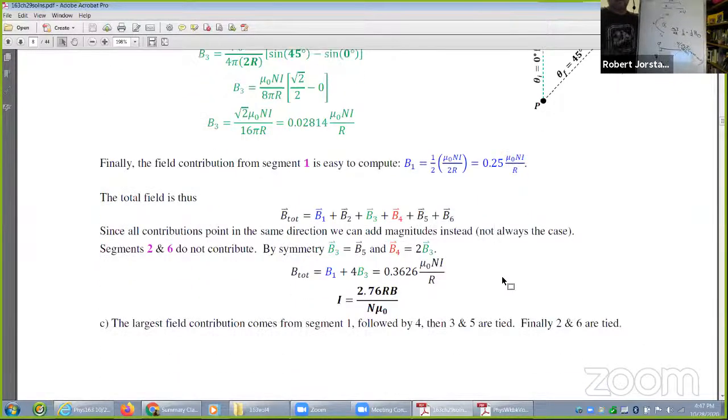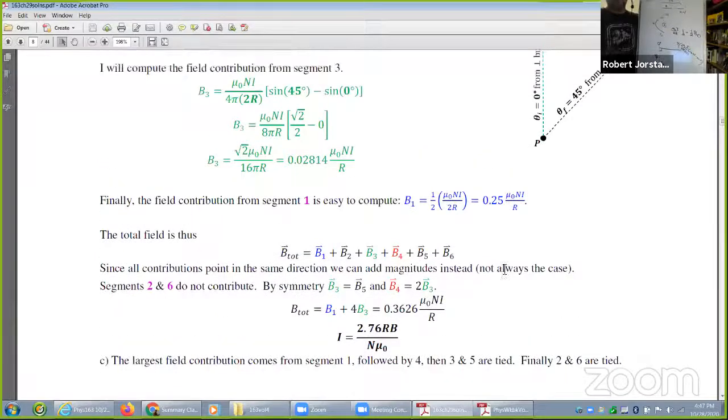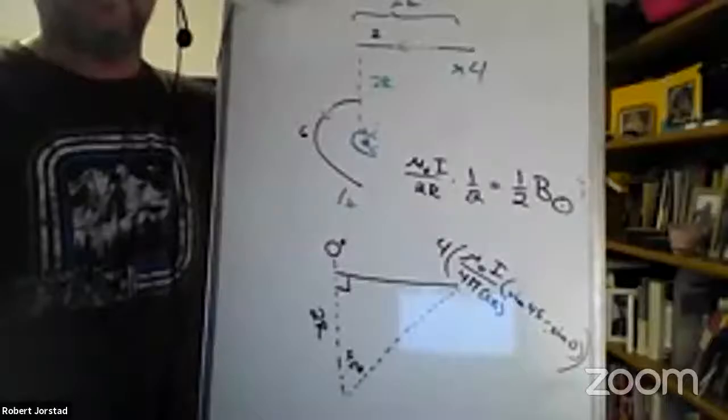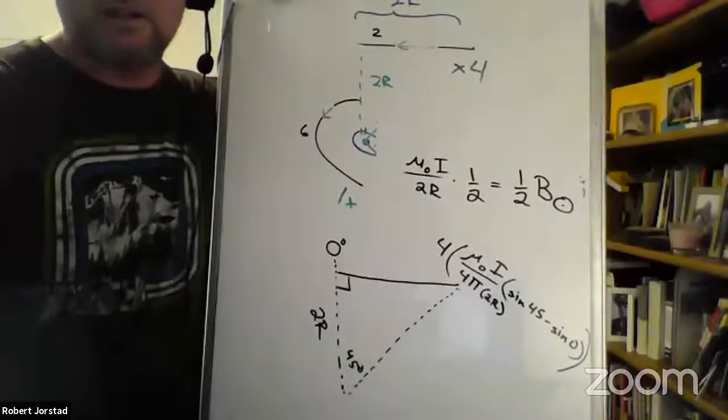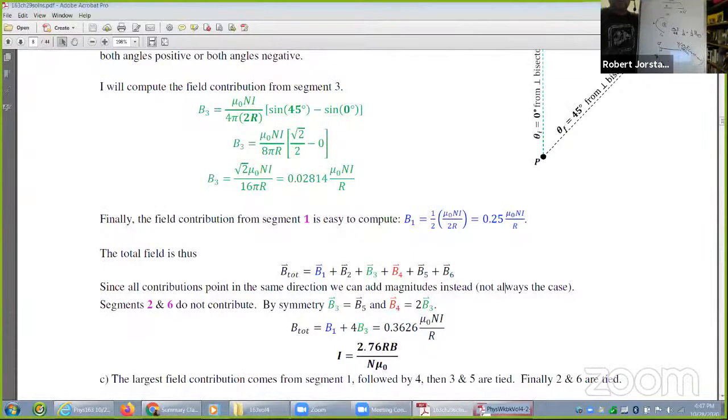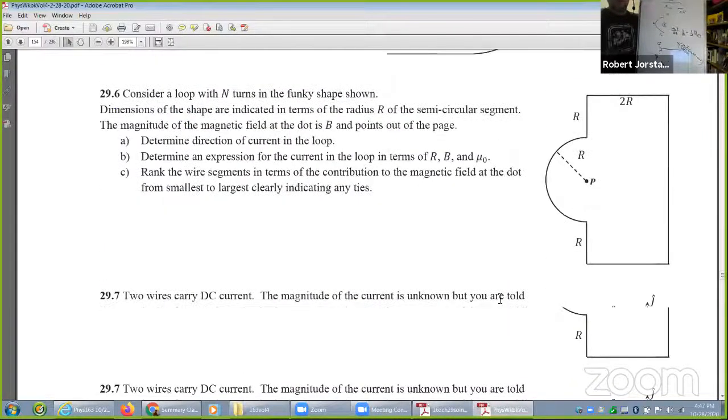Is there anything else? Okay, the largest contribution. Well, I'll let you do that at home. All right, so let's take a look at the next one. Let's go here, to here. All right.